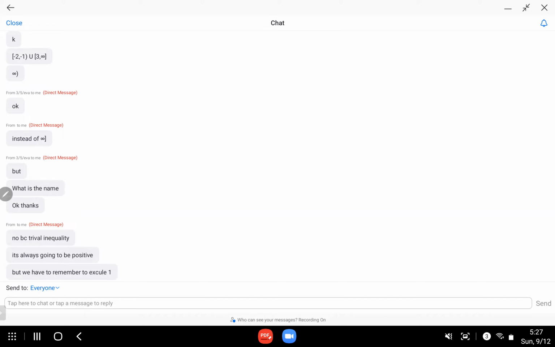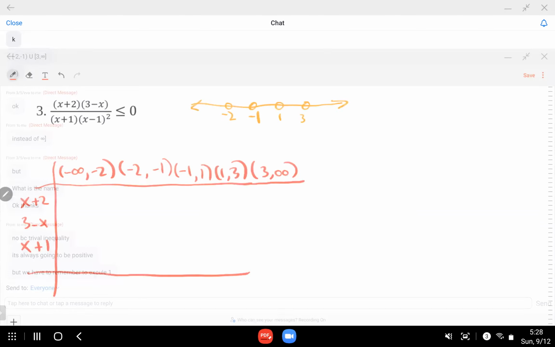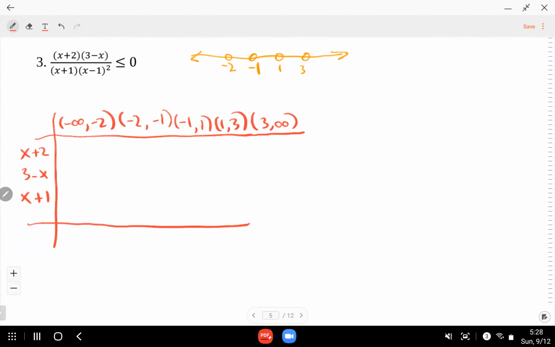That's very good, very good. Okay, so it's very good that you understand that, because it's always going to be positive, right? Because anything squared is automatically positive, all right? But we still need to exclude 1. That's great. Why? Because if we have 1 as x, then x minus 1 is 1 minus 1, that equals 0, and then the bottom will be 0, which means it's undefined, right? So that's why we still have to remember to exclude 1. That's why I included this 1 over here.